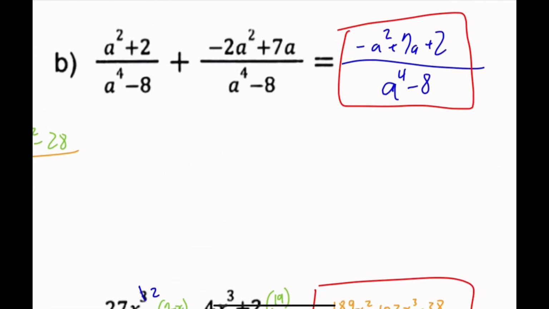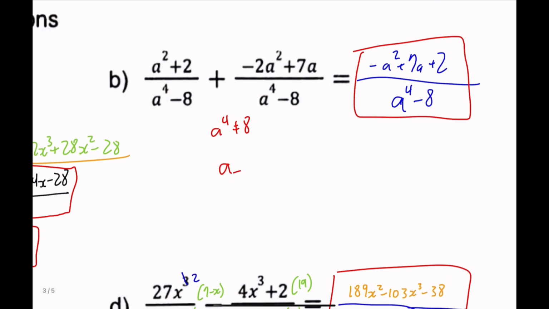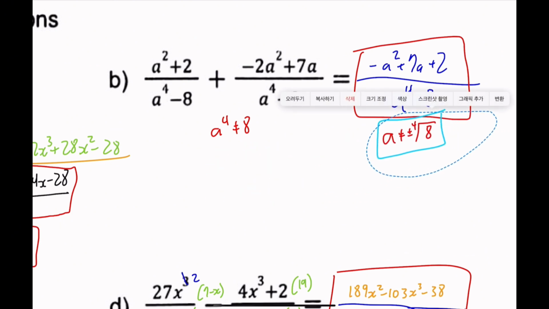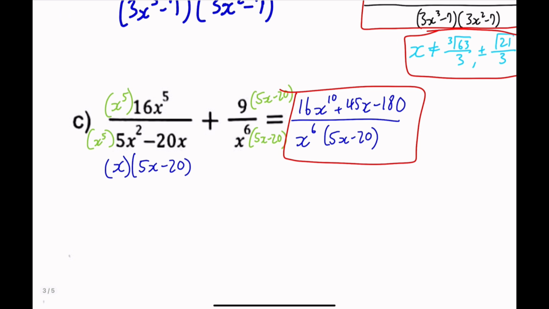And then b, same thing. A to the fourth power can't be 8, right? So a to the fourth cannot be 8. That means a cannot be the fourth root of 8. That's it. That's the restriction. Oh, also plus minus. Sorry, I almost forgot. It cannot be plus minus fourth root of 8. That's the restriction.